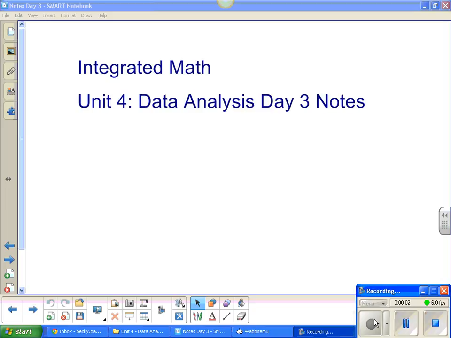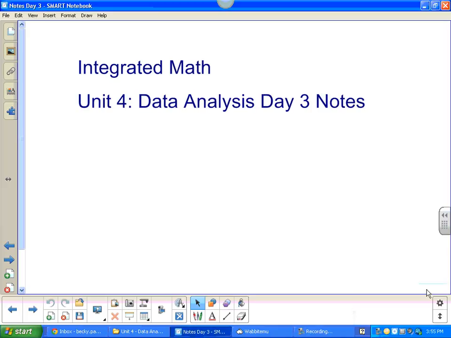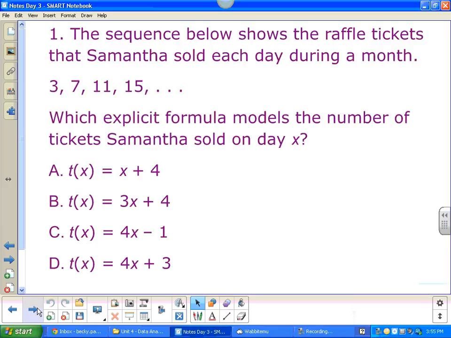Today's lesson is the final day of data analysis. This is day 3. The sequence below shows the raffle tickets that Samantha sold each day during a month. She sold 3, then 7, then 11, and then 15. Which explicit formula models the number of tickets Samantha sold on day x?